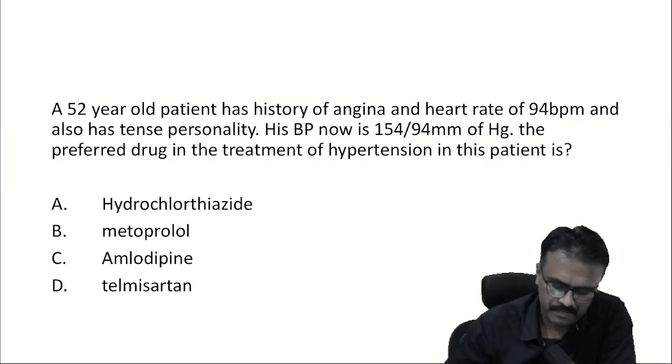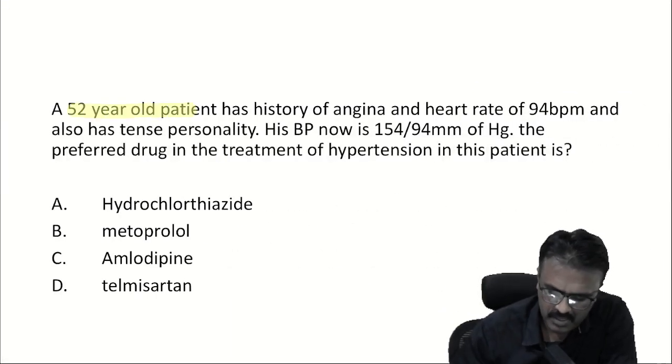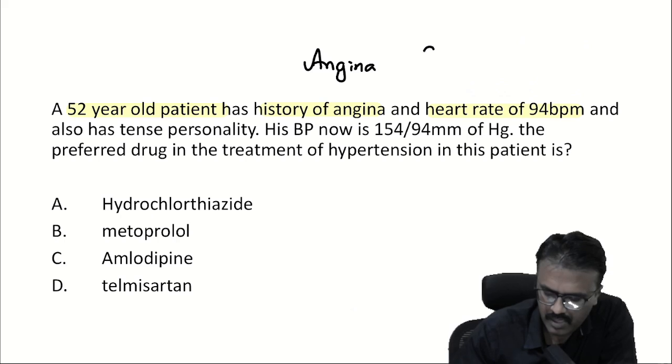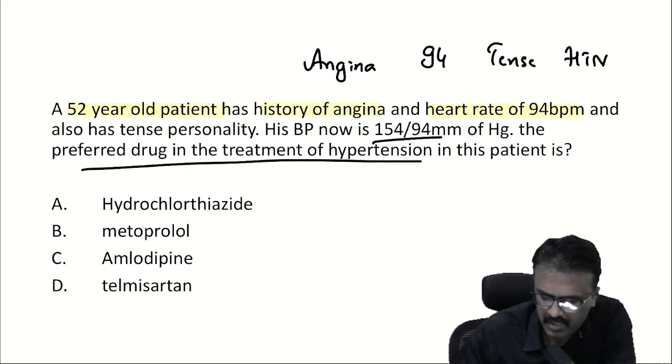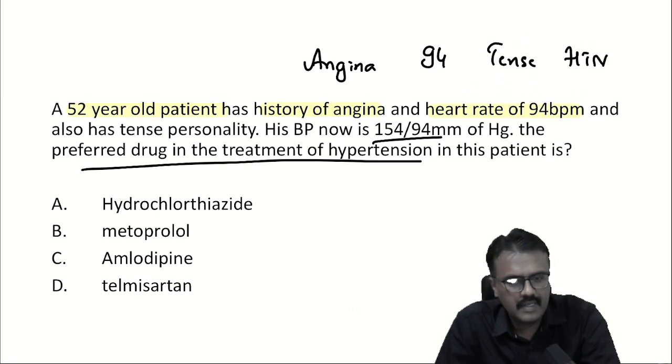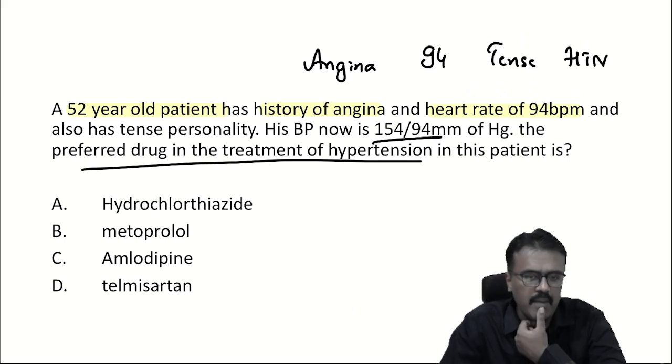Next question. A 52-year-old patient has a history of angina and a heart rate of 94 beats per minute. So angina is there, and the heart rate is a little high at 94. He also has a tense personality, and BP is also high, so hypertension. The preferred drug in treatment of hypertension in this patient: thiazide, metoprolol, amlodipine, telmisartan.